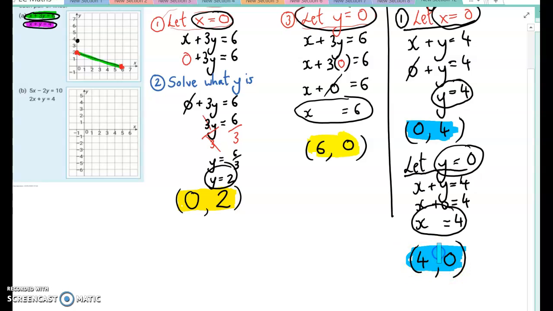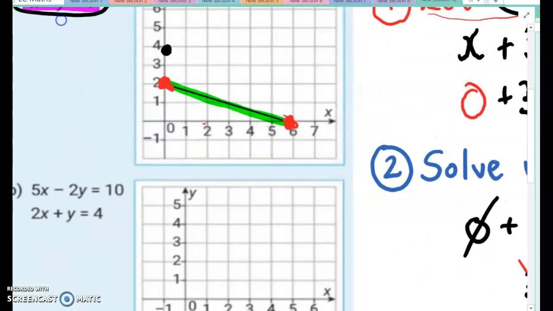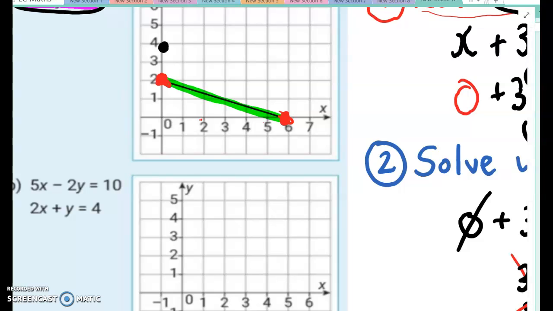Now I'm going to find that on this 4, 0. Where's 4, 0? 4, 0 is right here. Now draw a line between those two black dots. That looks okay.